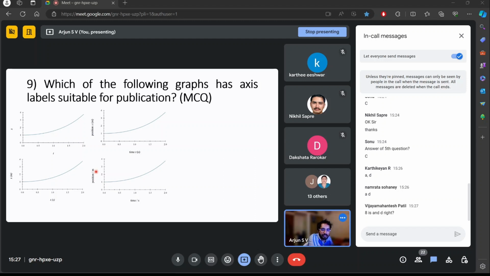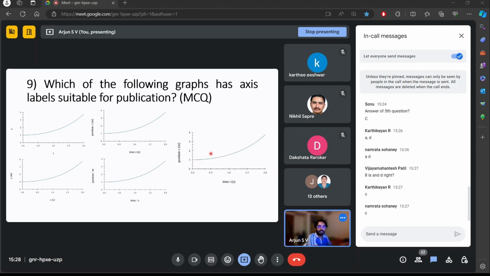Vijay, 8 is A and D, right? Yeah, it is A and D. The third option, they have mentioned position, units, time and units, but the unit should be in brackets. So this also is not valid. And in the final option, we have position, the label of the position, and then units in brackets. Time, the label of time, and then the units in brackets. So this will be the ideal way to make a graph for publication. So this will be the correct option.